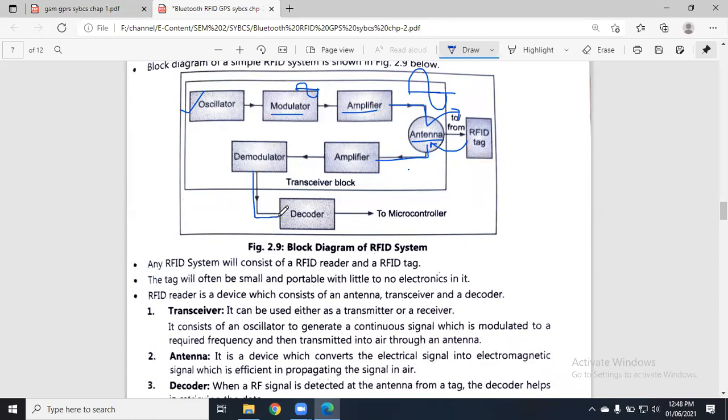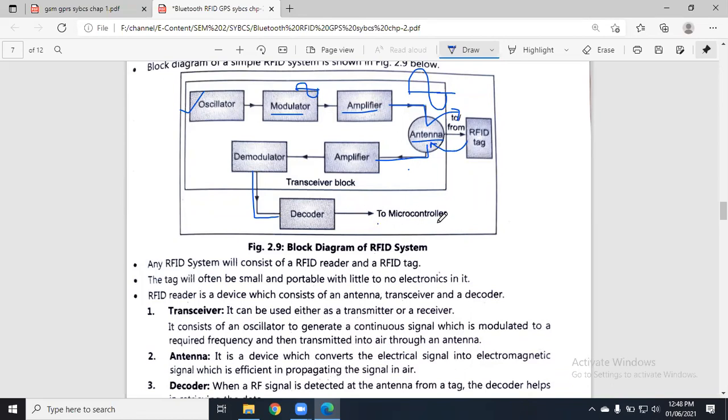And that original format output is given to the decoder circuit. What is a decoder? When the RF signal, that is the radio frequency signal, is detected at the antenna from the tag, the decoder helps to receive that data, or decode that data, and convert it into the original format. And the output of the decoder is given to the microcontroller.